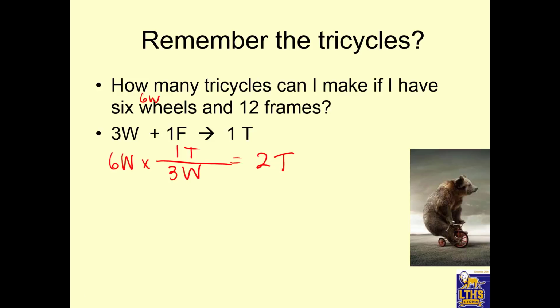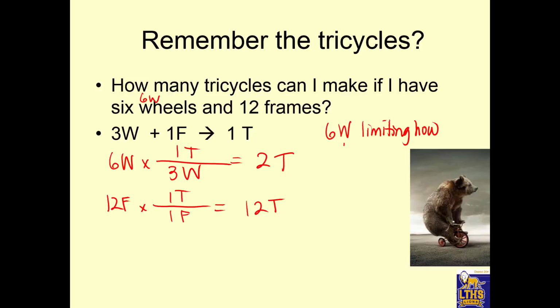Woo! If I have 12 frames, then I find out it takes 1 frame for every 1 tricycle. I'm going to be able to make 12 tricycles. But wait, I'll never get to 12 tricycles. Why not? Because my wheels will run out after I make 2 tricycles. So what does this tell us? It tells us that the 6 wheels limit how many tricycles we can get. So wheels in this problem are what we call a limiting reactant.